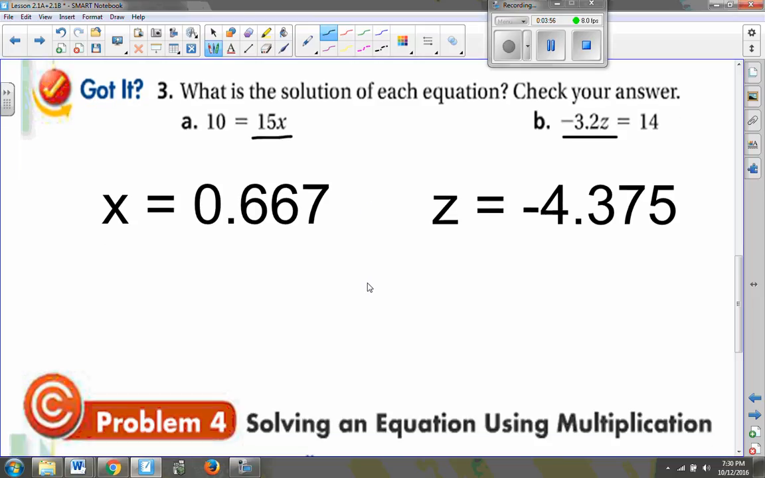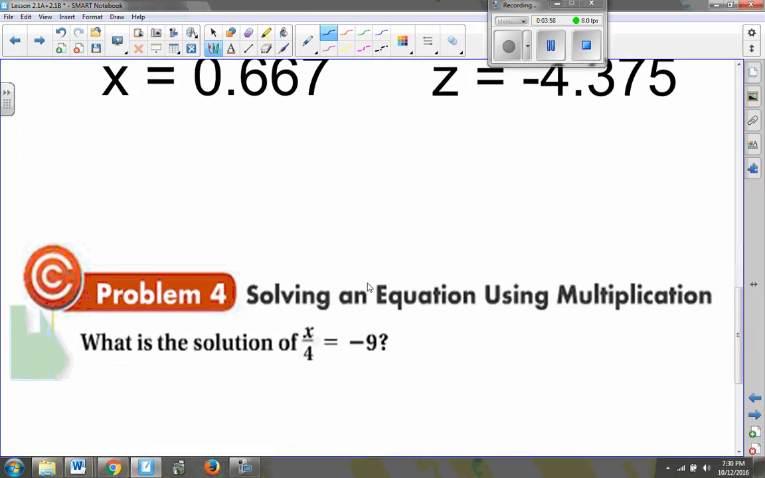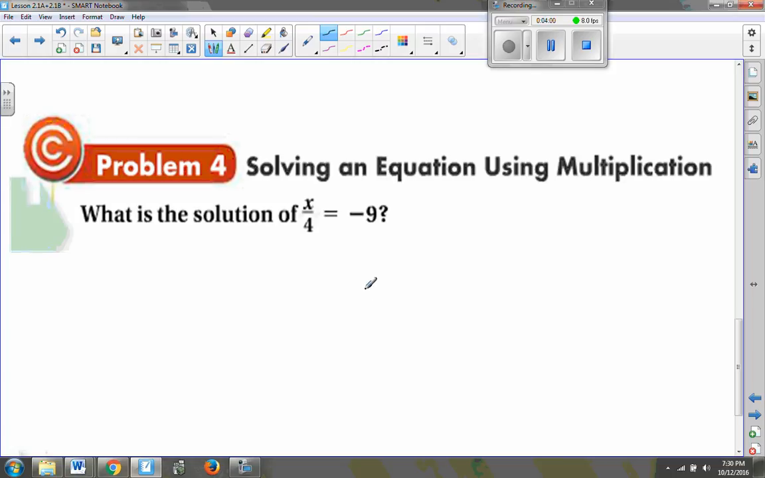Okay? Now we can also see equations where what's happening to our variable is like division. So in this case where they're asking us for the solution again, they want us to find the solution here of the equation x divided by 4, or x over 4 equals negative 9. So when we see this fraction bar right here, we should always think about division. Okay, this is saying x divided by 4, x over 4, x divided by 4.